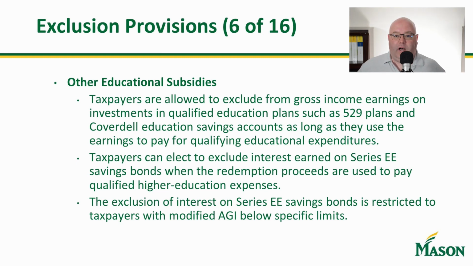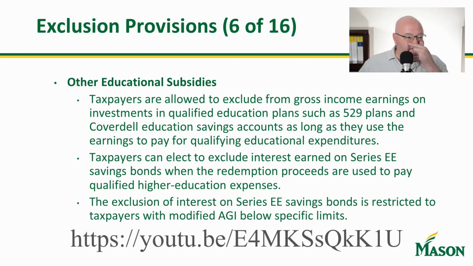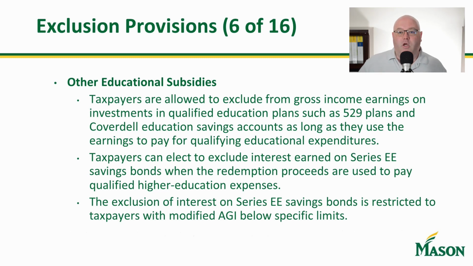Taxpayers can elect to exclude interest on Series EE bonds. I actually have a video on this on my company's website on EE bonds if you want to learn a little bit more about it. Basically, if you have Series EE bonds, you cash them out and use the proceeds to go to college. No big deal. It's only restricted to taxpayers below certain AGI limits. So obviously, if you're a college student and you cash out the bonds and use it on your own expenses, it's not a big deal. Parents could be a problem. So you want to make sure that you're taking care of that.